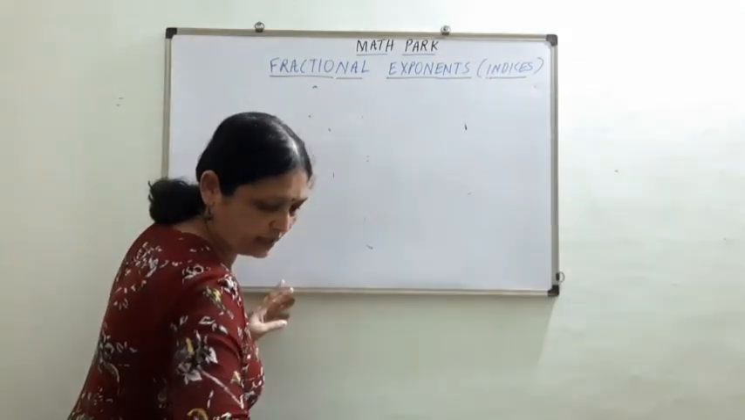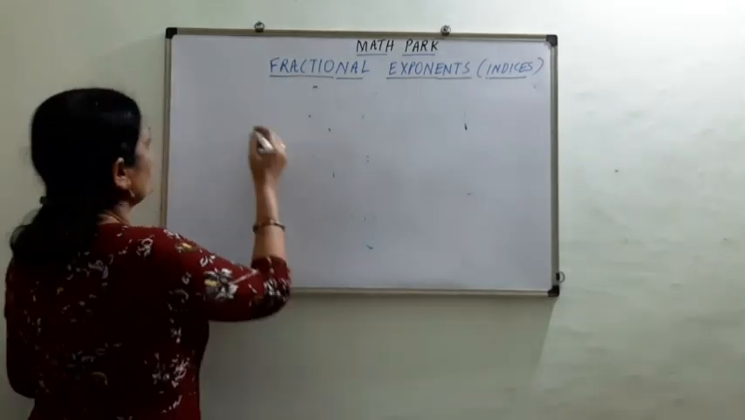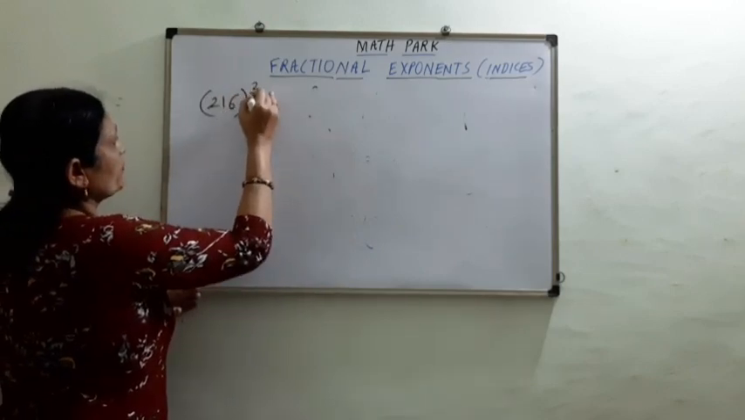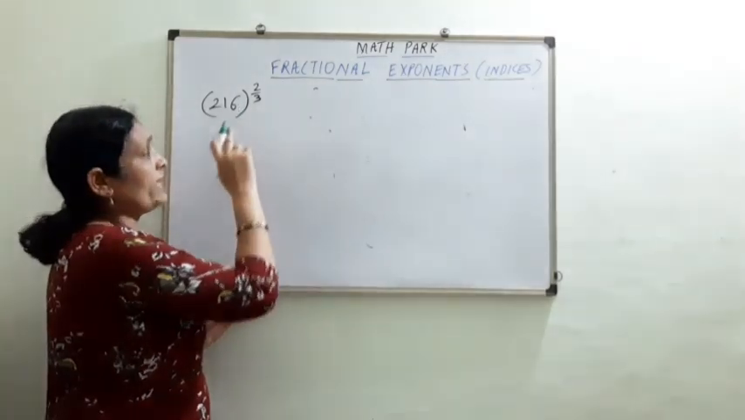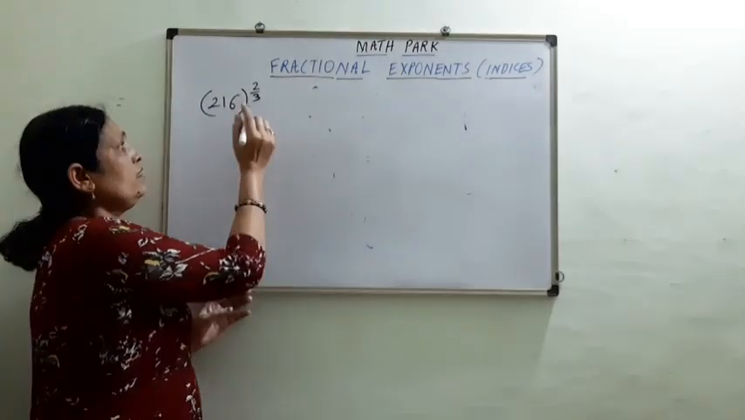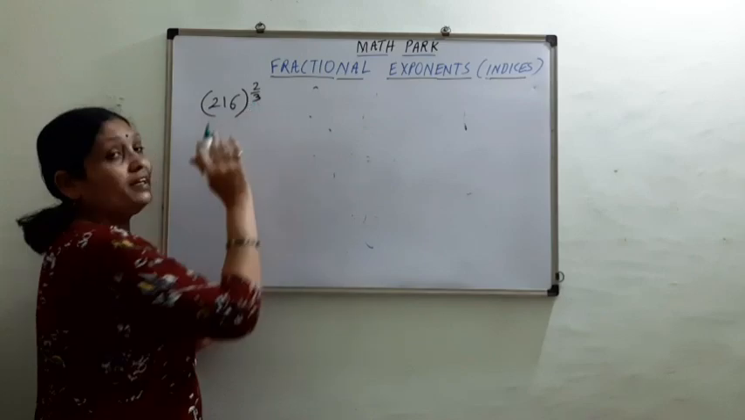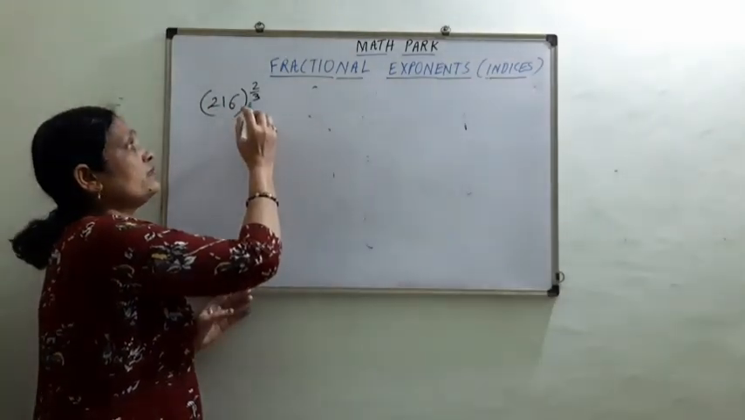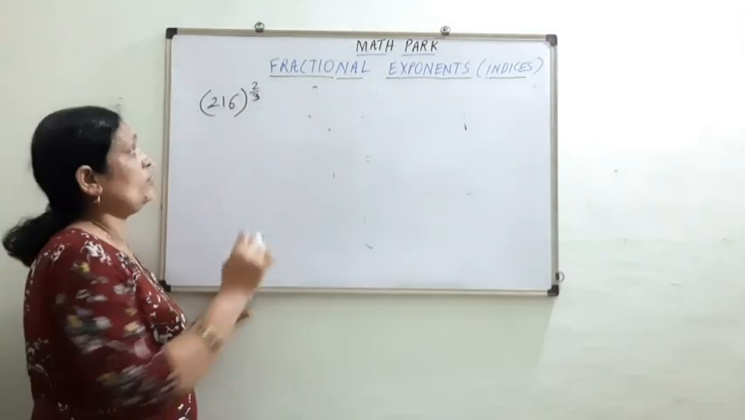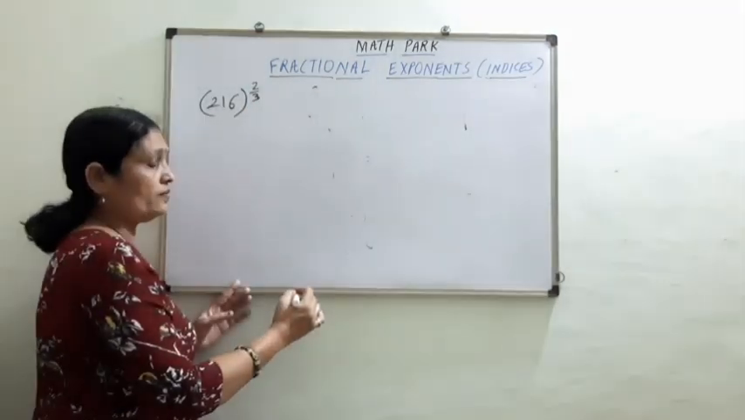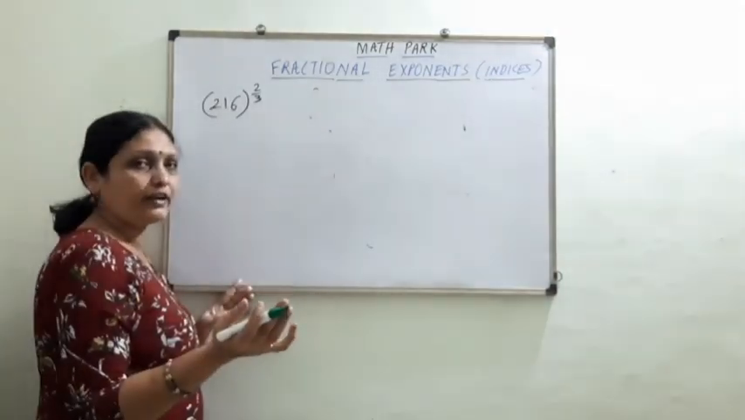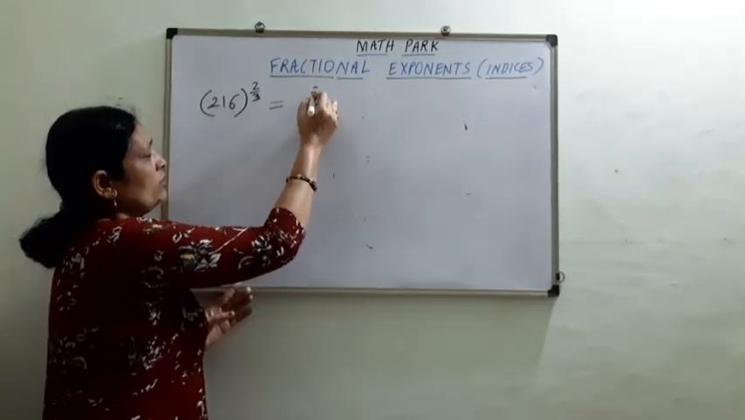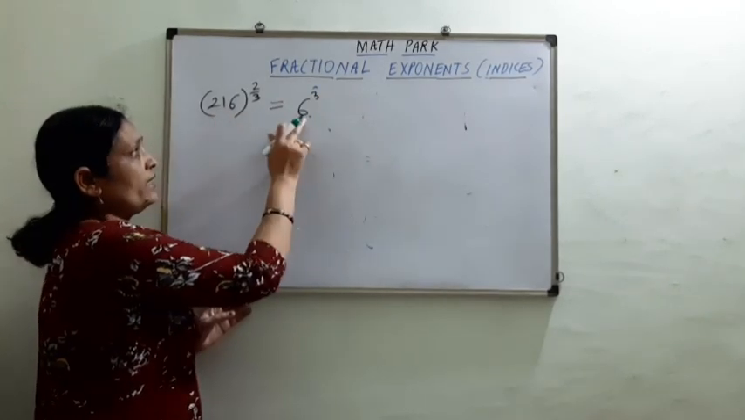Okay, so let's take a simple question. Say for example, I take 216 raised to 2 by 3. Now 2 by 3 here is a fractional exponent. So definitely this 216 and 3 have some relation. So this 216 definitely must be the third power of something. Now you can prime factorize there and you understand. Otherwise, if you know the perfect cubes, you will understand that 216 is nothing but 6 cubed. So instead of 216, you can write 6 cubed.